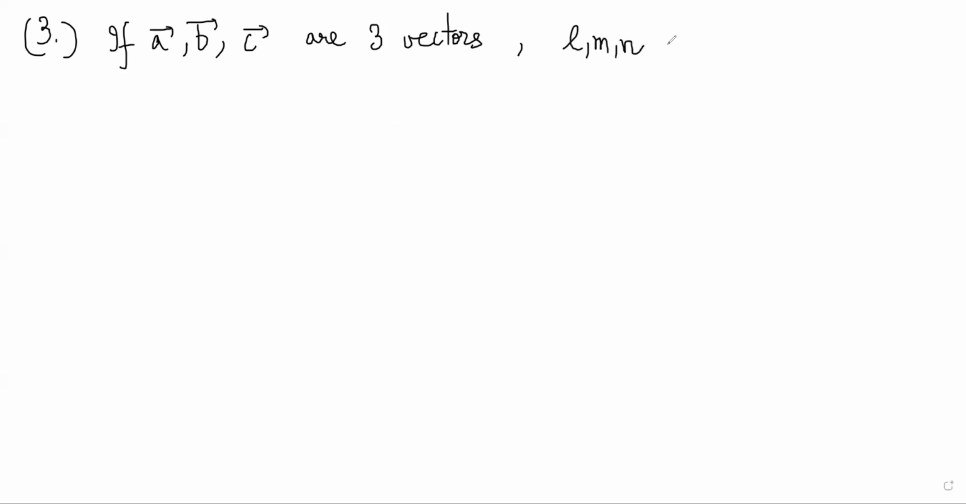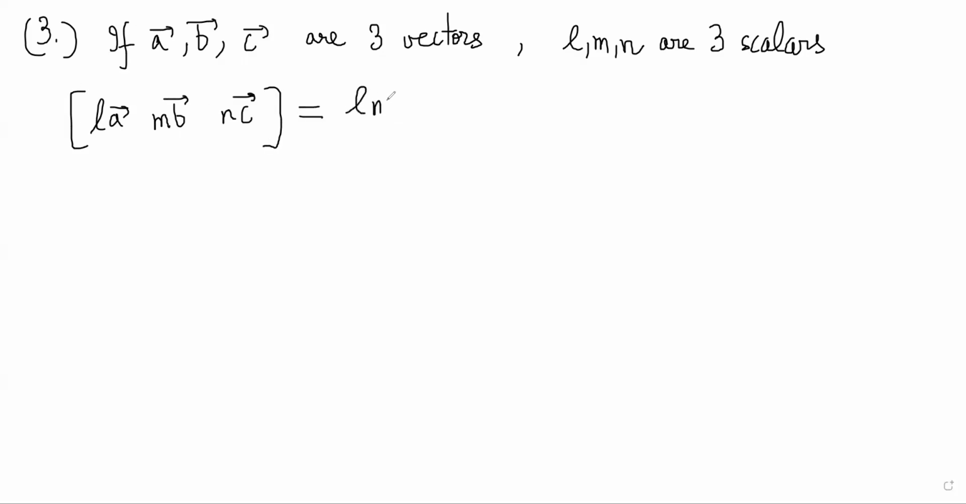Then the third thing is, if A, B, C are three vectors and L, M, N are three scalars, then what is the box product of LA, MB, NC? The box product. So this will actually become simply L, M, N. All the scalars come out and it is the box product of A, B, C.